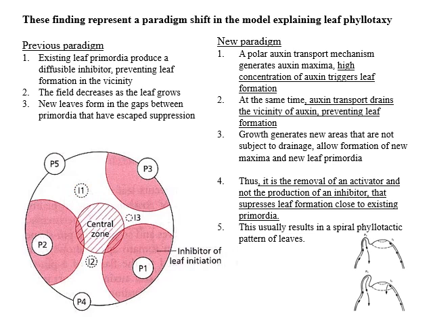So it's only at the flanks of that peripheral zone that leaf primordia can then form. But anyway, if you look at it, the old model is that emerging leaf primordia produce a field of a diffusible inhibitor that prevents leaf formation in its vicinity. The new paradigm, developed in large part by Chris Kuhlemeyer and his co-workers, but also others, and a bit supported by our publications as well, is that a polar auxin transport mechanism generates auxin maxima, and high concentration of auxin triggers leaf formation.